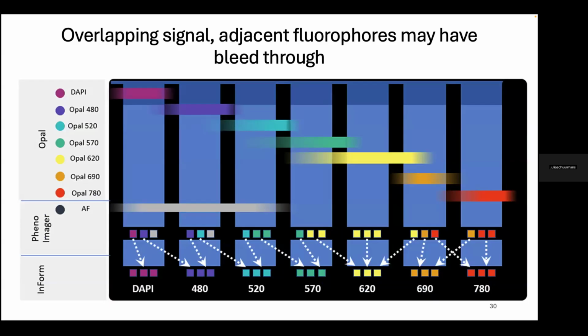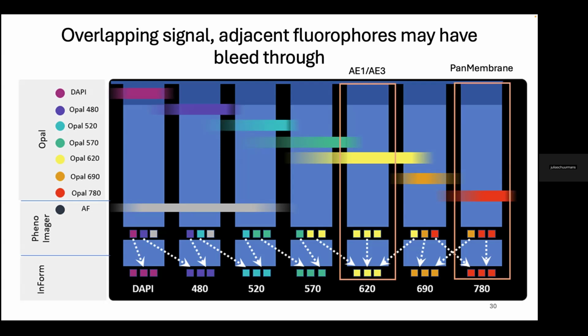So let's go back to my problem. Is there bleed through happening? My marker, the pan-membrane marker, works in channel 780. So it's the last channel in this row. And there's only one other channel that can bleed into it, and that's channel 690. Unfortunately for me though, AE1, AE3, the pan-cytokeratin marker, is not in channel 690, it's in channel 620. This is not a bleed through problem. There's something else going on.